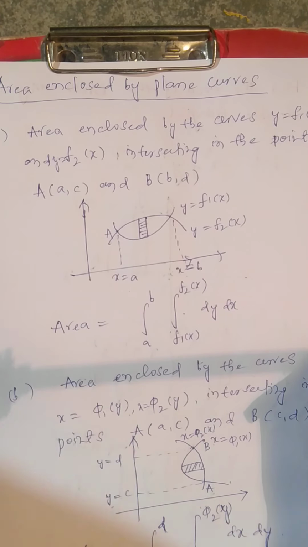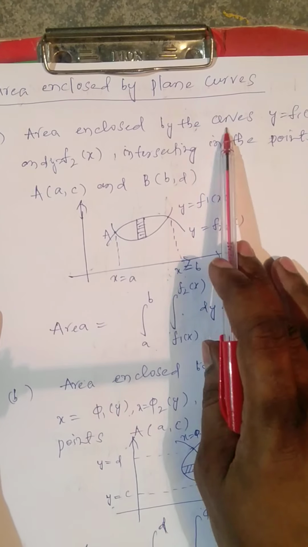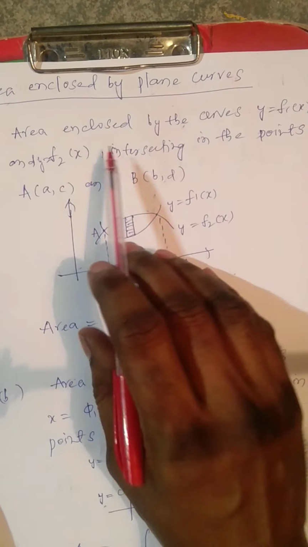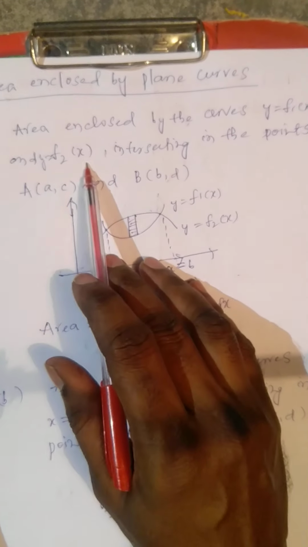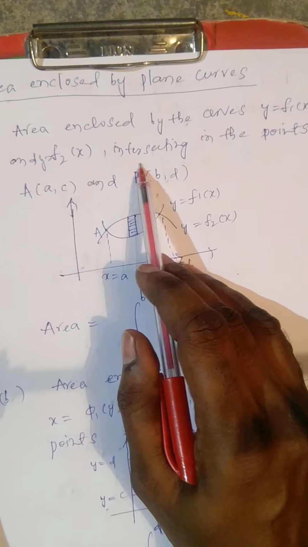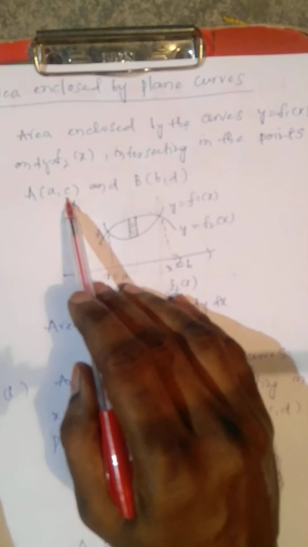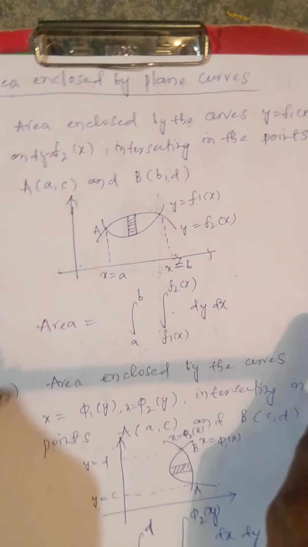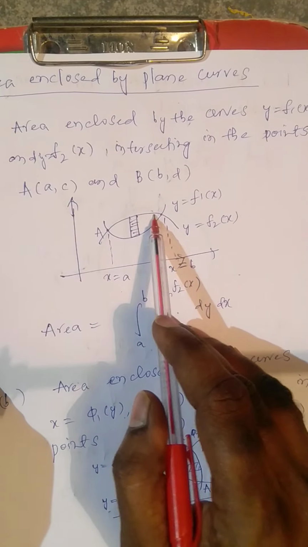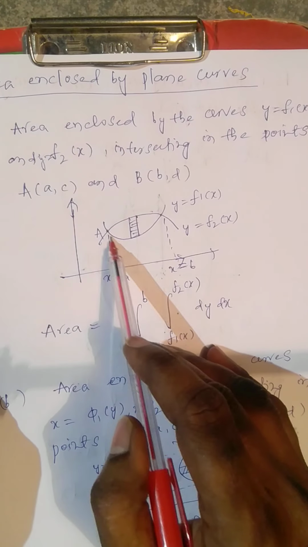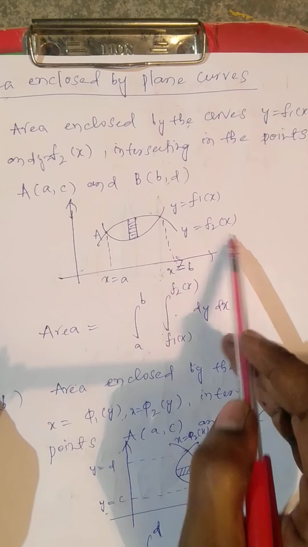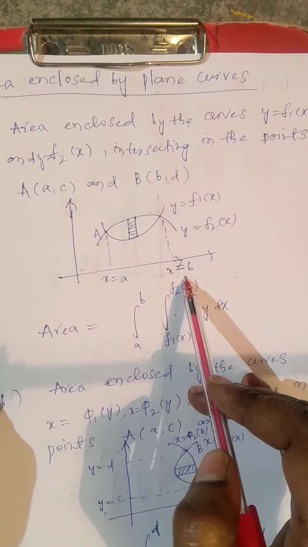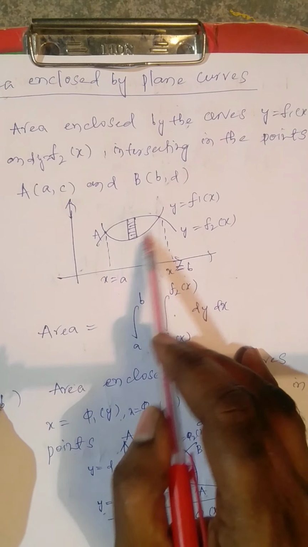Today in my session I am going to explain about area enclosed by plane curves. Here, the area enclosed by the curves y equals f1 of x and y equals f2 of x, intersecting at the points A(a, c) and B(b, d). This is the area bounded by the two curves y equals f1 of x and y equals f2 of x, and x equals a and x equals b. So this is the area we are supposed to calculate.